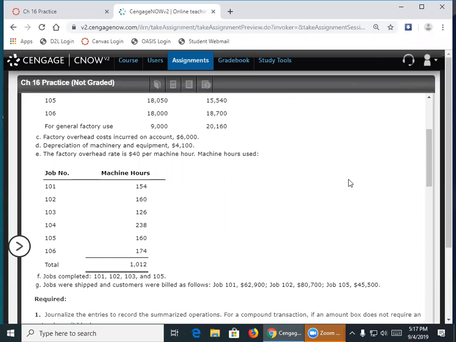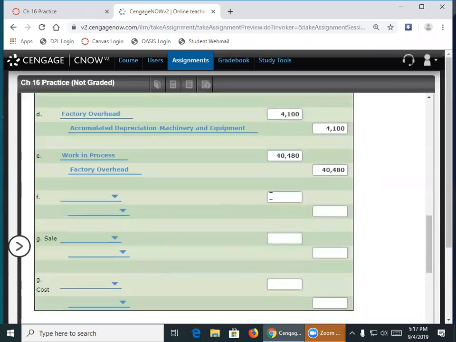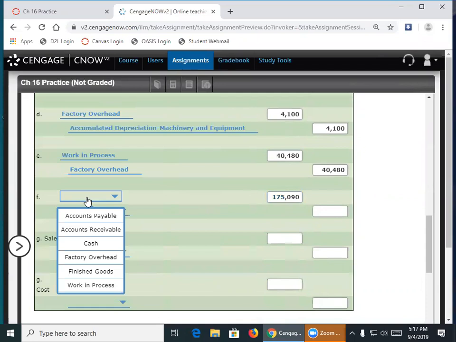We don't have time to do all those calculations. So all total, for those 4 jobs, you should get a total cost of $175,090. Again, those are in work in process, all that cost, and it needs to be in finished goods. So I'm debiting finished goods 175,090, and that was for jobs 101, 102, 103, 105, and that's coming out of work in process.